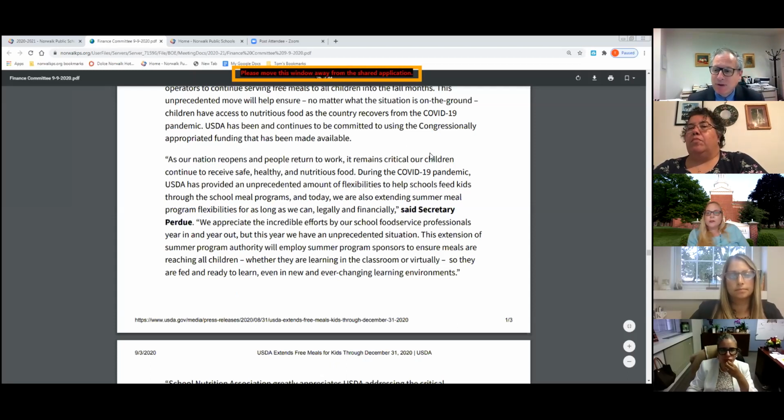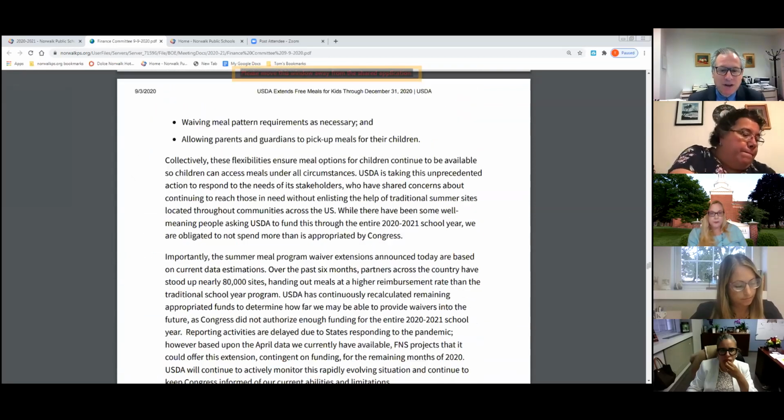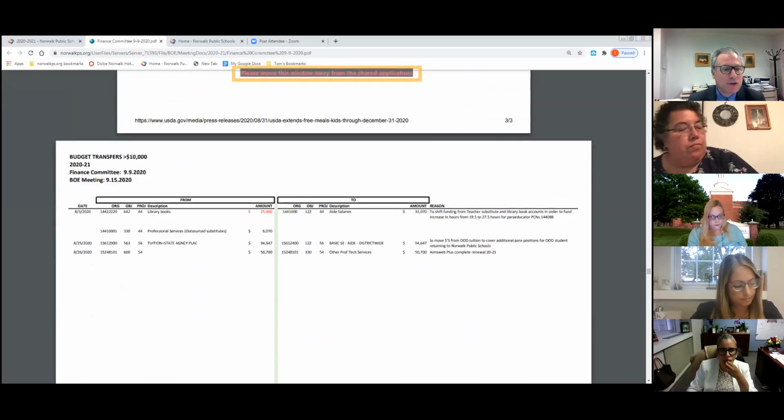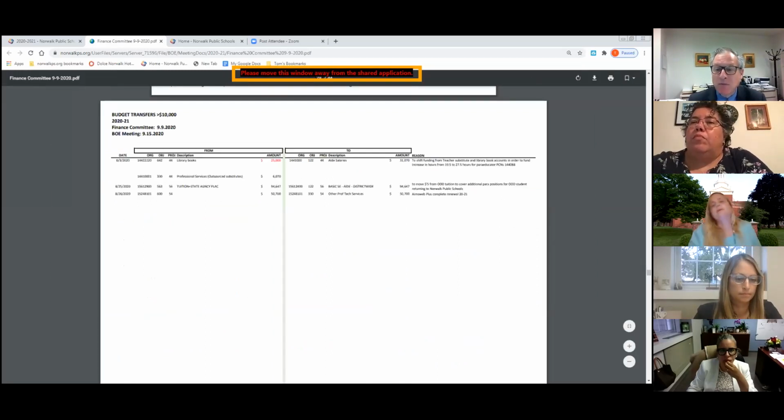Okay, does anyone else have any discussion on this point? Okay, I think we can continue on our merry way. Okay, so I think the next item up is transfers for the current fiscal year 2021. There are a few transfers here. And Kristen, do you want to just run through these or talk to them briefly?